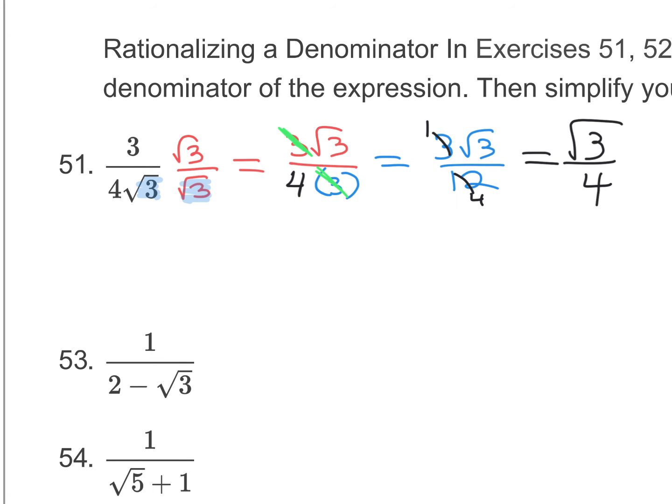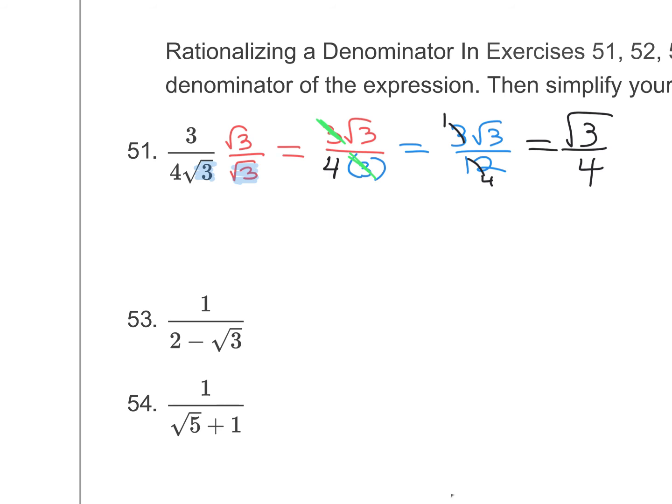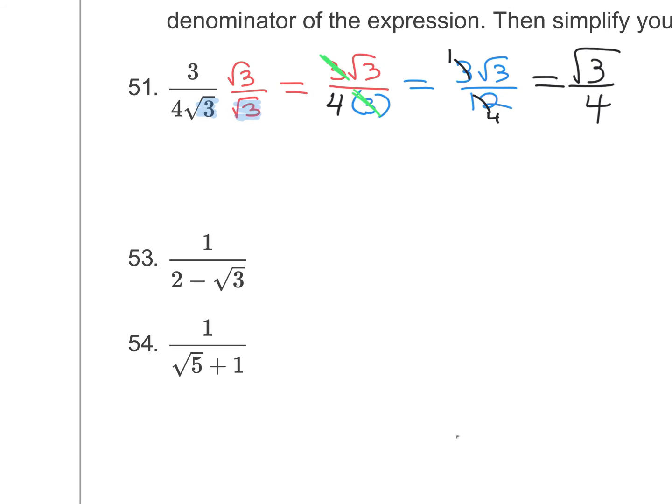Then number 53, now we've got a subtraction sign and an addition sign on 53 and 54. So here's where I need to multiply by the conjugate. I can't just get away with multiplying by radical 3. I have to multiply it by the same expression, but opposite sign. So I'm multiplying the numerator and the denominator by 2 plus radical 3. So it's opposite sign of what's in the bottom.